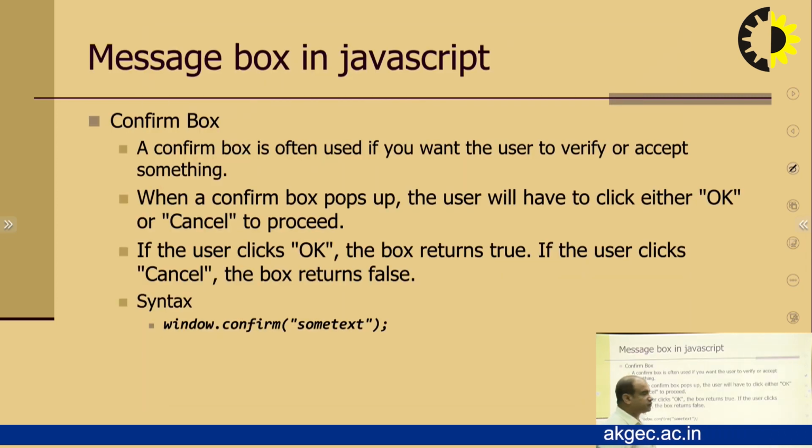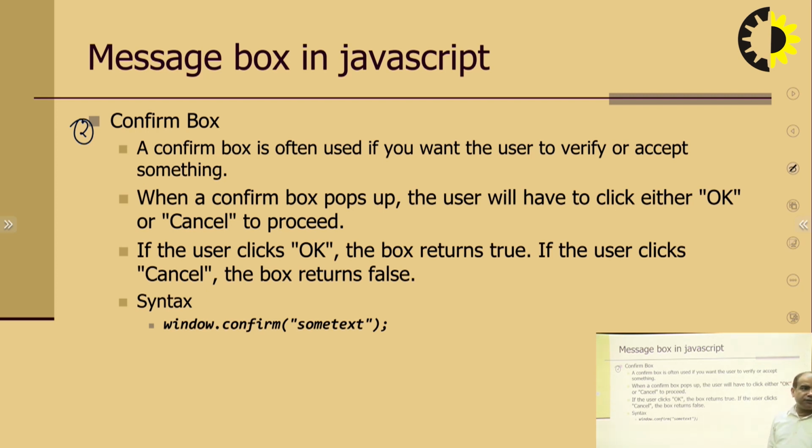If we talk about the second type of box, that is the confirm box. A confirm box is often used if we want the user to verify or accept something. So when the confirm box pops up, the user has to click either OK or cancel to proceed. If the user clicks OK, the box returns true. If the user clicks cancel, the box returns false. So we have to choose here whether we want to proceed or cancel.